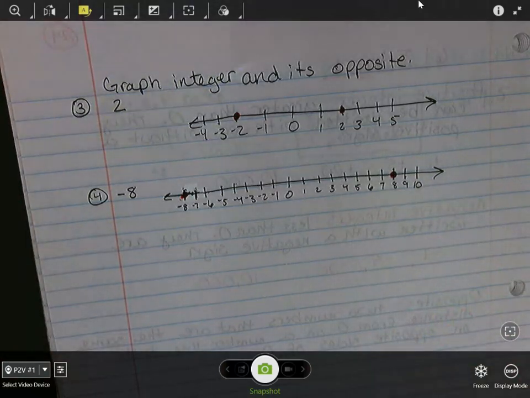Okay. All right, there you go. That is positive and negative numbers, integers.